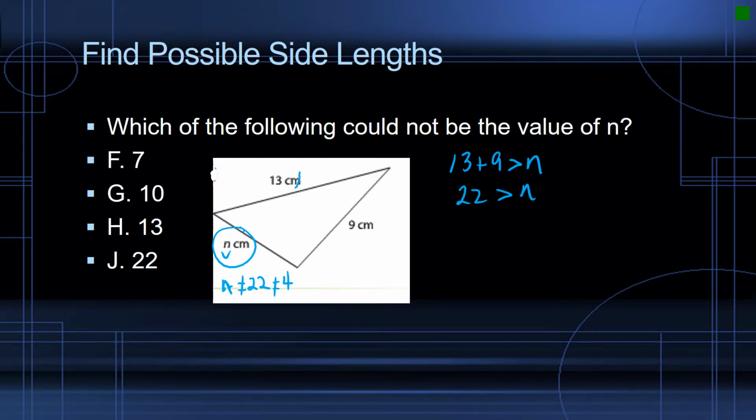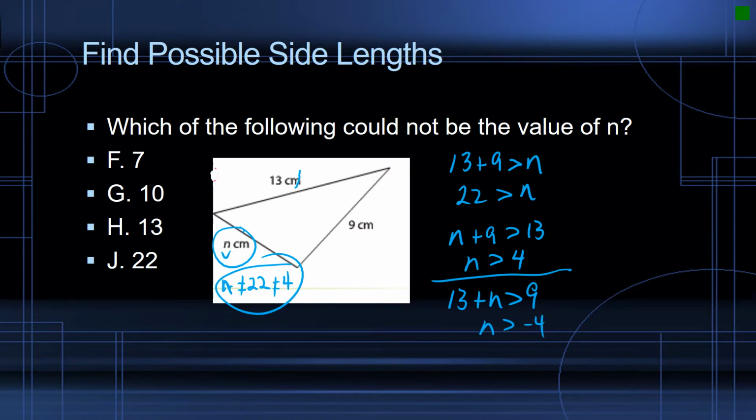Second scenario: n plus 9 must be greater than 13. We subtract 9 from both sides, so n's got to be greater than 4, and we kind of established that with what we did right there. And then lastly, 13 plus n must be greater than 9. If I subtract 13 from both sides, n is greater than negative 4. But we're dealing with side lengths here, and we can't have a negative length. So that one we can just rule out. It can't be that at all.